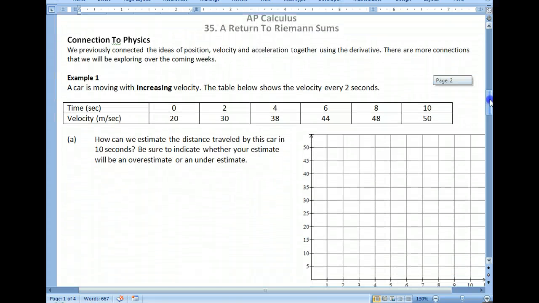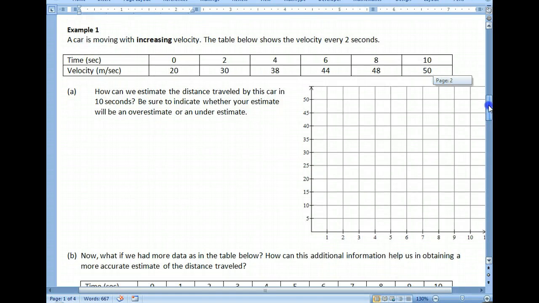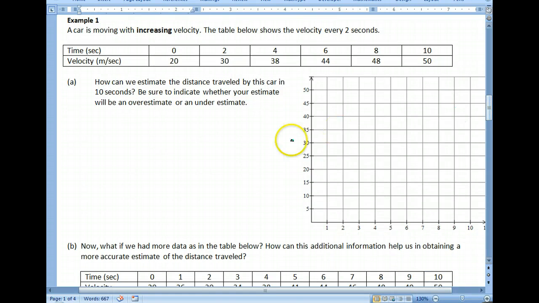Okay, so let's, do you remember last year in physics when we talked about area under the curve?